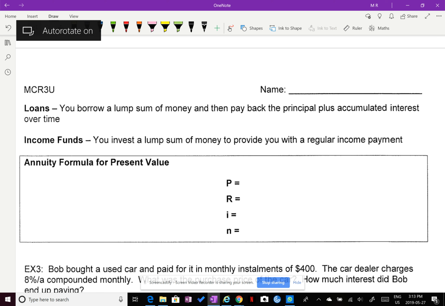Continuing our lesson on annuities. So we have different kinds of vehicles that we talk about. Loans. So loans are what we borrow when you borrow money. We borrow a lump sum of money and then pay back the principal plus accumulated interest. And we have income funds, some type of investment. So you invest some money to provide you with a regular income payment. And so either a loan or an investment, we can use our annuity formula to help us problem solve.